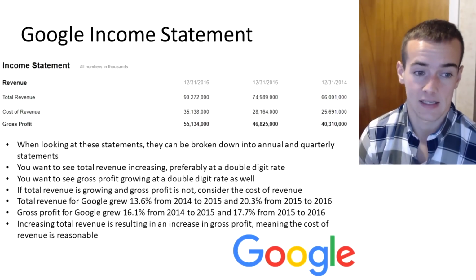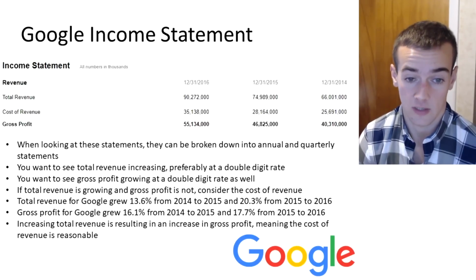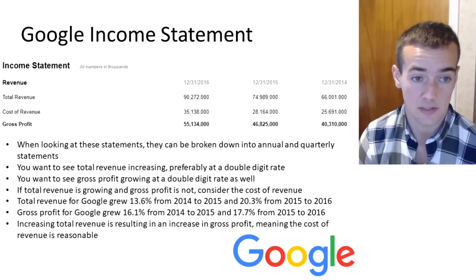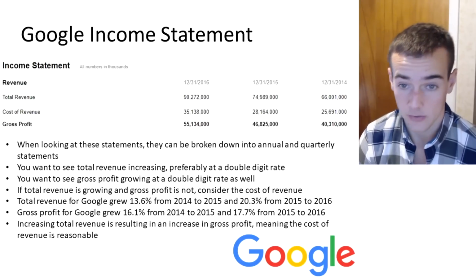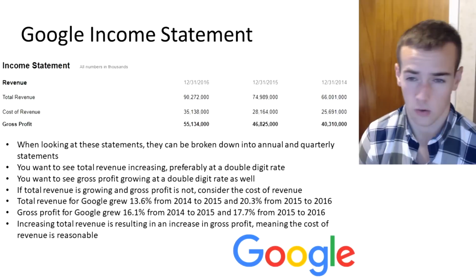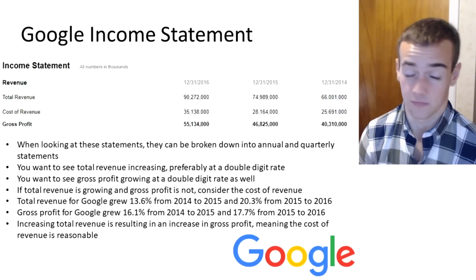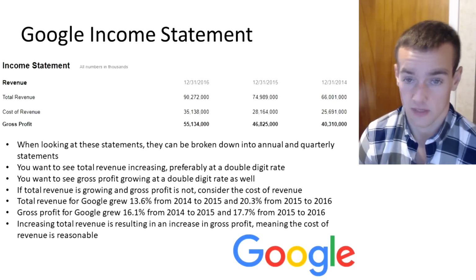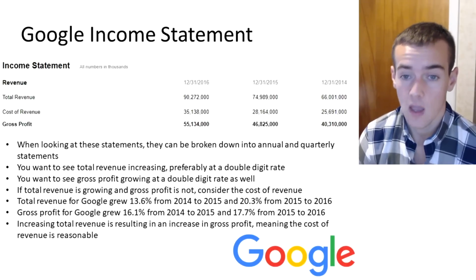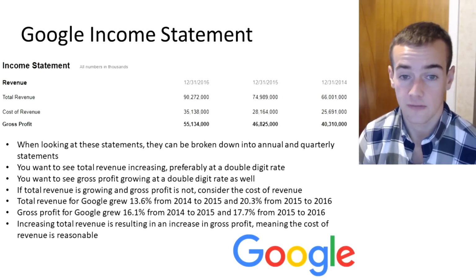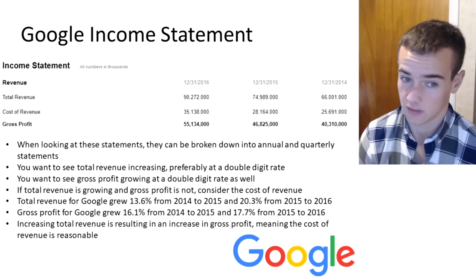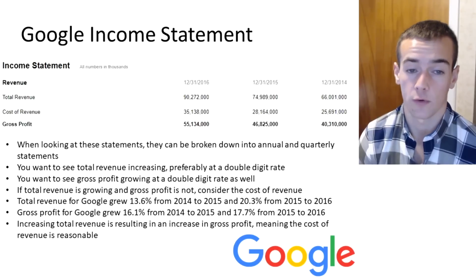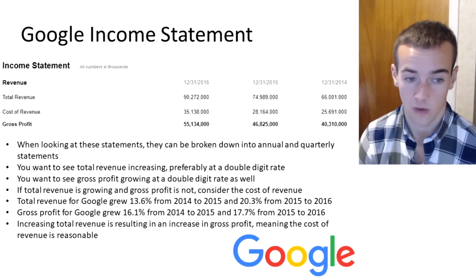So the biggest thing is you want to see total revenue increasing, preferably at a double-digit rate. Now, do remember that, as you can see on the top here, all numbers are in thousands, but I'm just going to read them as they are, just for the sake of not confusing myself. Looking at this here, we see total revenue for 2014 at $66 billion. We see total revenue for 2015 at just about $75 billion, and then for 2016 over $90 billion. So we are seeing consistent growth of total revenue.